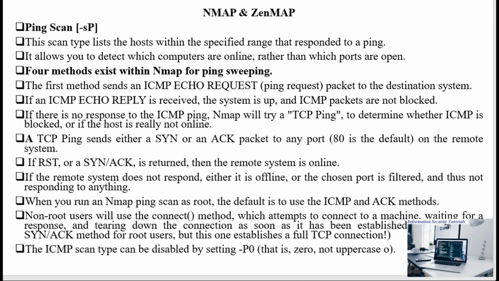When you run an Nmap ping scan as the root user, then the default is to use the ICMP and ACK methods. In case of non-root users, they will use the connect method, which attempts to connect to a machine, waiting for a response, and tearing down the connection as soon as it has been established. This is similar to the SYN-ACK method for root users, but the difference is that this one establishes a full TCP connection. And the ICMP scan type can be disabled by setting -P and 0, and it's important to note that it is a zero and not uppercase O, because both look almost the same.